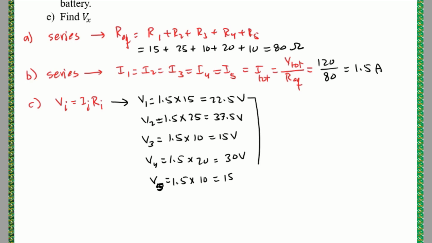If you add all of these, you should get 120. If you didn't get 120, you have some mistake. 22.5 plus 37.5 plus 15 plus 30 plus 15. We have here 60, and we have here also 60. It's 120. Okay.